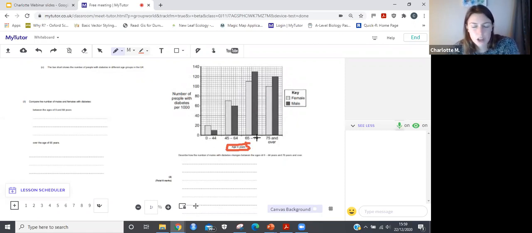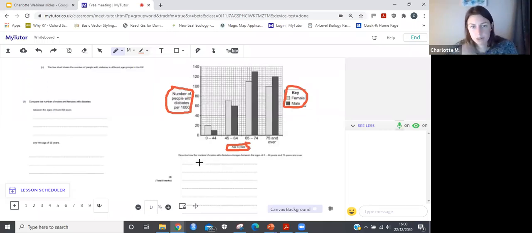So they're not very constant age groups there. You've got 44 years in the first one, and then 19 in the second one, then 9 in that one, and then 75 and over. Our y-axis is the number of people with diabetes per 1,000. So this would be 60 people per 1,000 people. And we've got a key here, so we can see female and male. Looking at the chart, quick summary of it, you get more people with diabetes per 1,000 people as you go up the age groups until you get to 65 to 74, and then at 75 and over it drops. So that's a really quick summary.